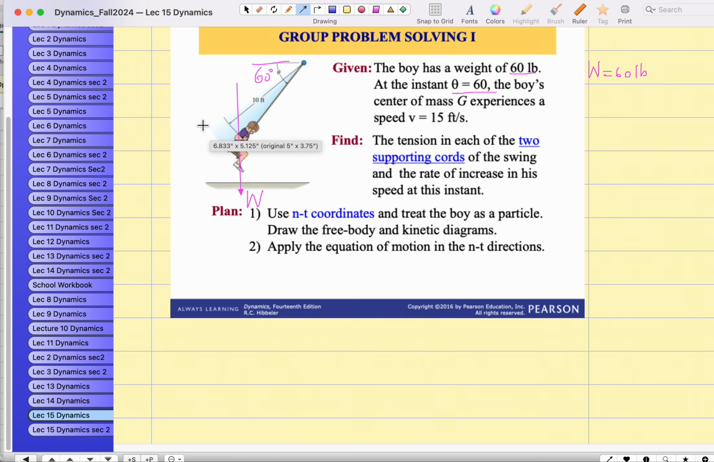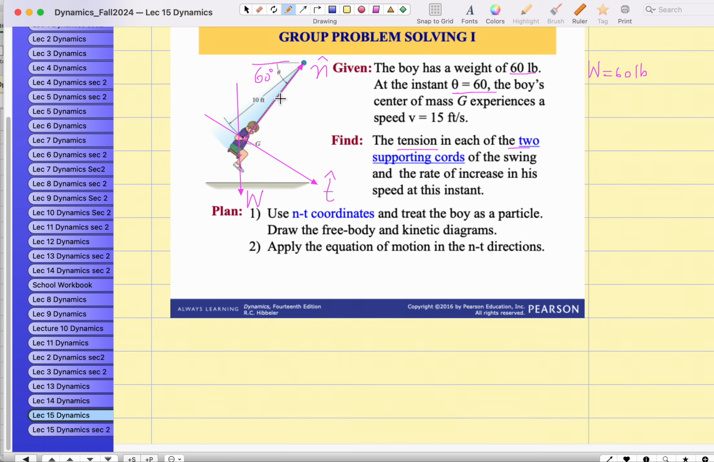Okay, the boy's center of mass is G, and it experiences the velocity V, which is 15 feet per second. So if I draw, this is the motion, a tangent unit vector, and the normal unit vector is directed towards the center of curvature. So this is the normal unit vector, this is the tangent unit vector, and the question is find the tension in the cable.